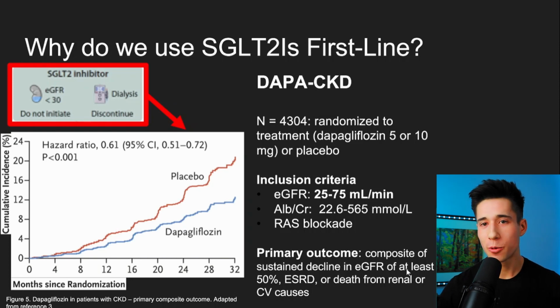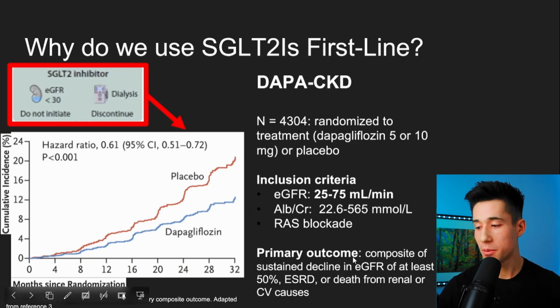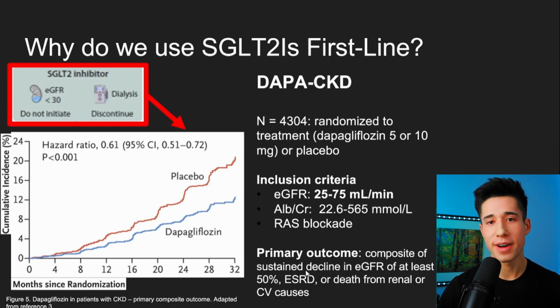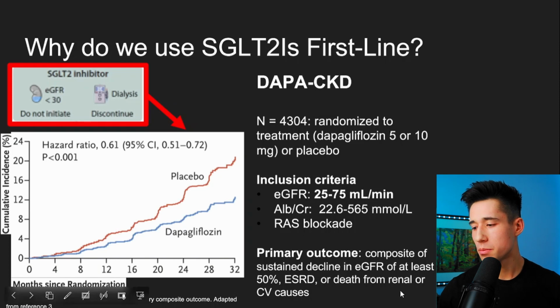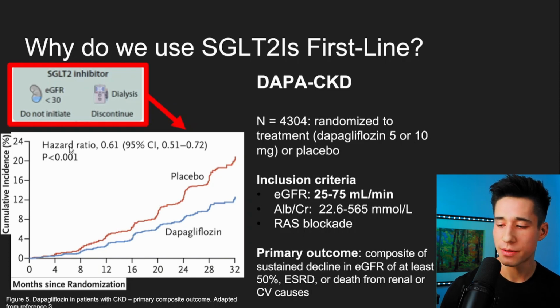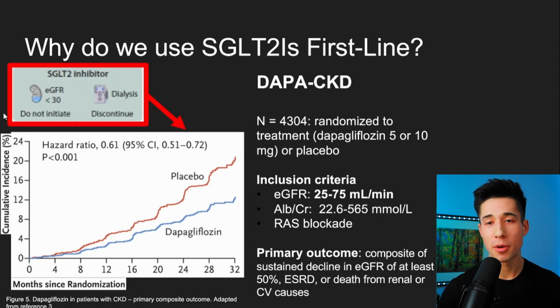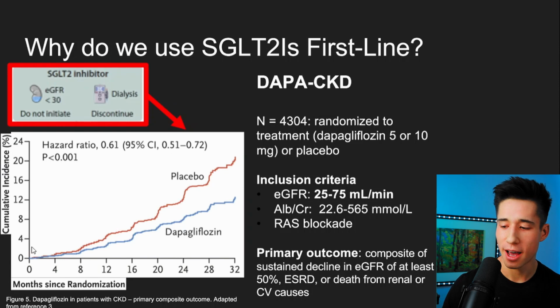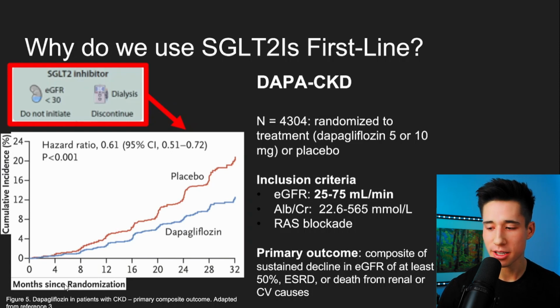The primary outcome was a bad outcome. It was a composite of sustained decline in eGFR of at least 50%, end-stage renal disease, or death from renal or cardiovascular causes. So bad primary outcome. Let's take a look at the data over here. So left side over here, we have cumulative incidence of this bad primary outcome on the y-axis, and then we have months since randomization on the x-axis.